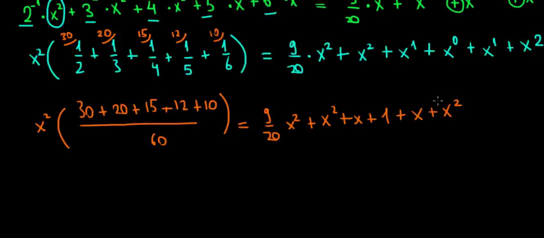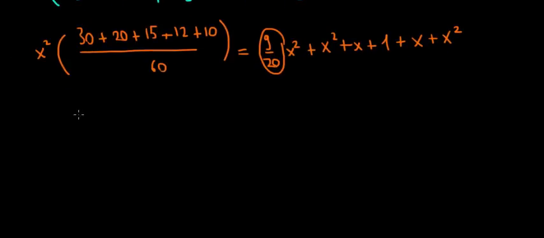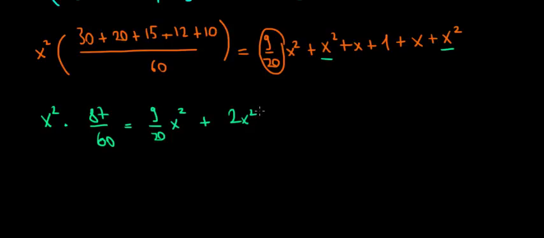Alright, what do we do next? Well, we have here 9 over 20, and here we have a fraction. Let's actually deal with these fractions and x squared on one side. So x squared times 30 plus 20 is 50, plus 15, 65, plus 12, 77, plus 10, 87. 87 over 60 equals 9 over 20 x squared plus x squared, one more x squared, that's 2x squared, x and x, that's 2x, and then we have just 1 plus 1.